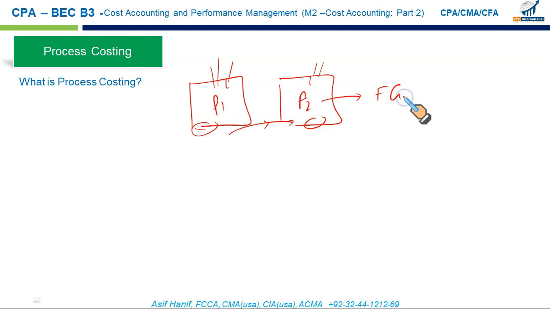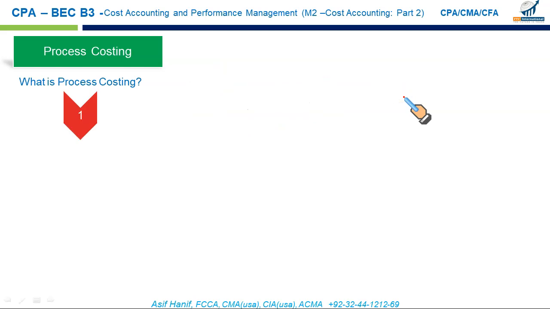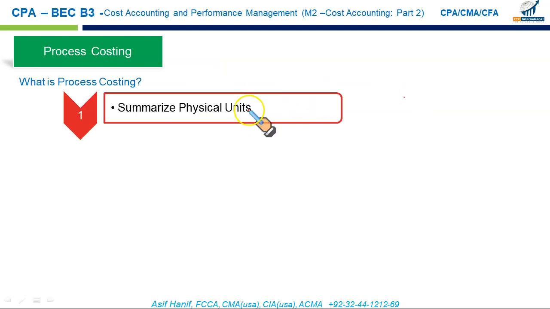So how this is done, there are some steps that you need to learn very well. First, summarize physical units. You need to segregate your physical units into three categories. Those physical units which were there in the beginning work in process, those physical units which were started and completed during the period, and those physical units that are still there at the ending work in process. So you need to summarize your physical units and split them into these three populations. I will show you how we do that.